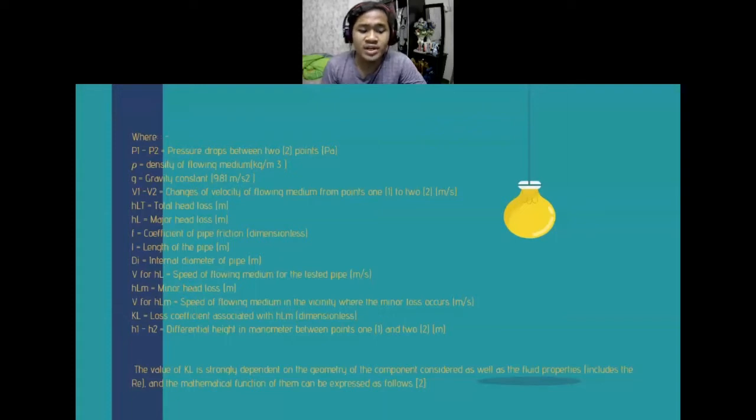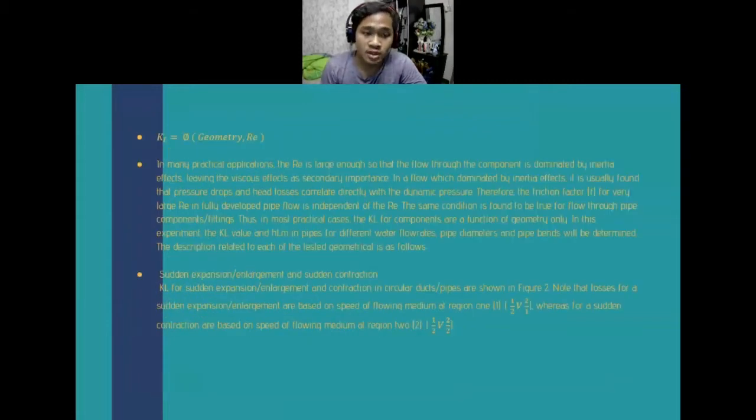So basically, the value of KL is strongly dependent on the geometry of the component considered as well as the fluid properties, including the Reynolds number RE, and the mechanical function of them can be expressed. In the next slide, KL equals phi of geometry and RE.